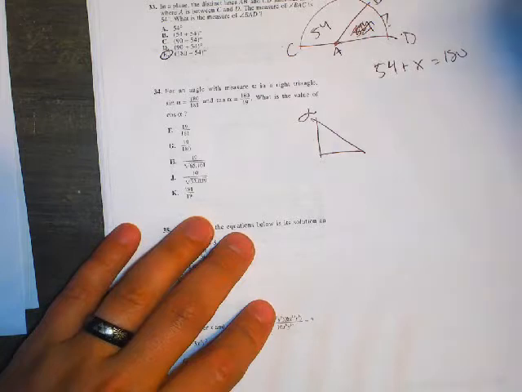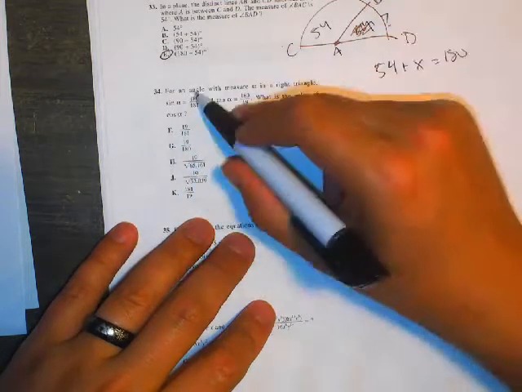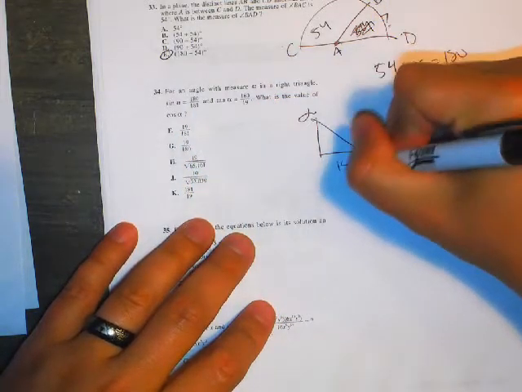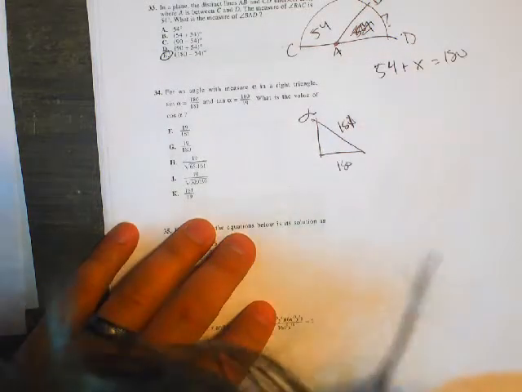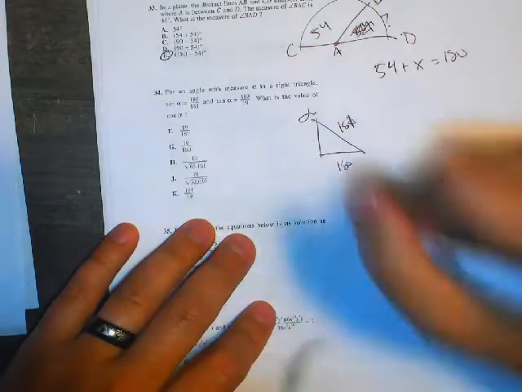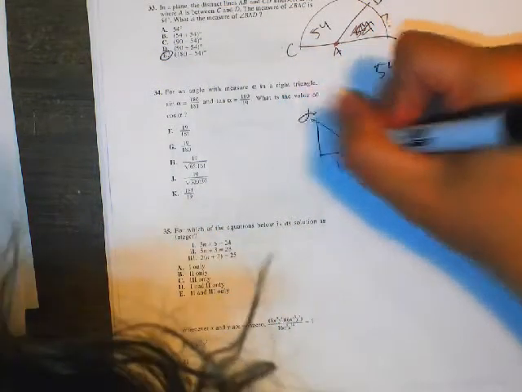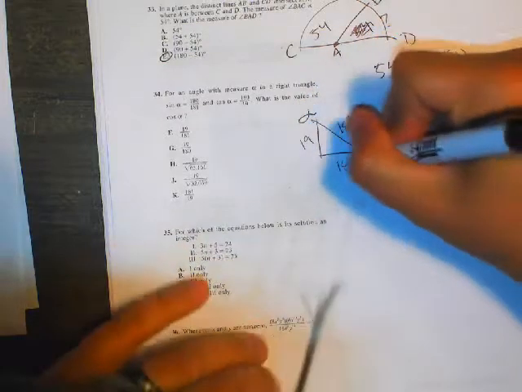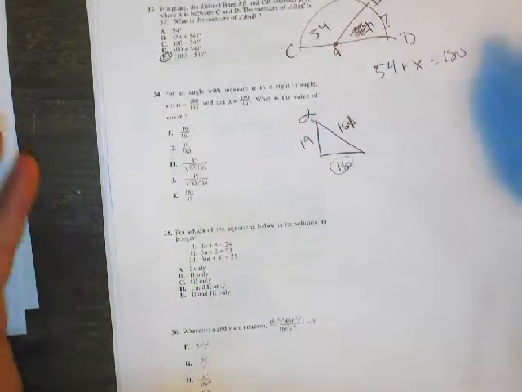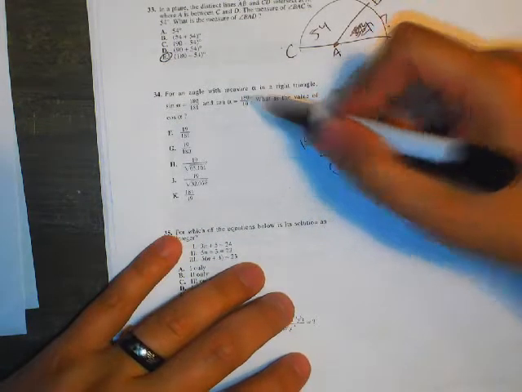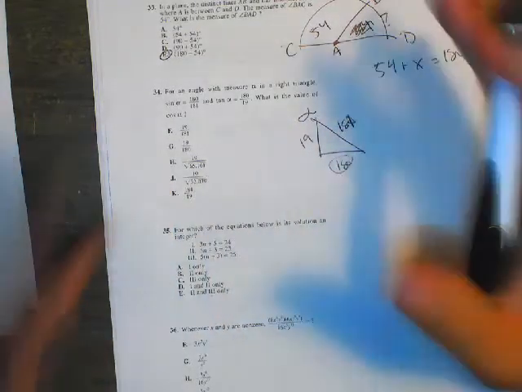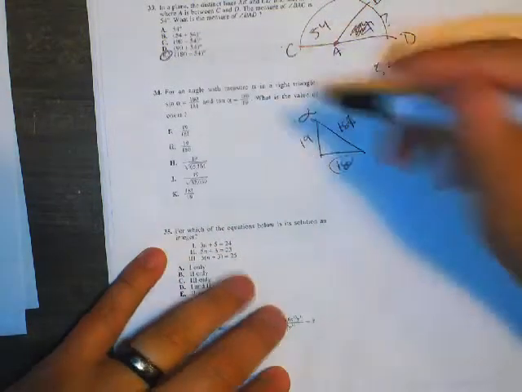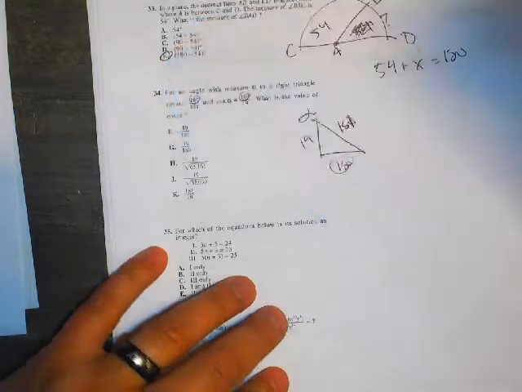For an angle with a measure of alpha in the right triangle, sine alpha equals this and tangent alpha equals this. What's the value of cosine alpha? Okay, so if I'm going to draw that right triangle, I'm just going to pick the alpha as that one. So if sine of alpha, remember sine's opposite over hypotenuse, which means this is my 180 and this is my 181. Tangent alpha is opposite over adjacent. So this is my 180 and this is my 19.